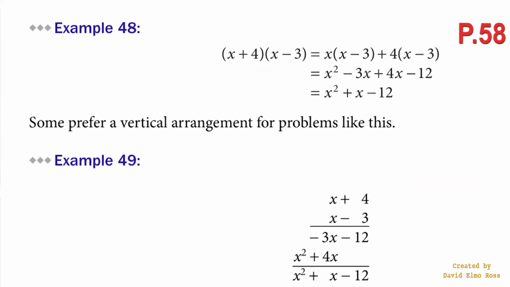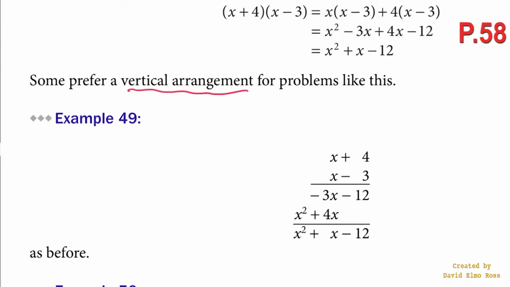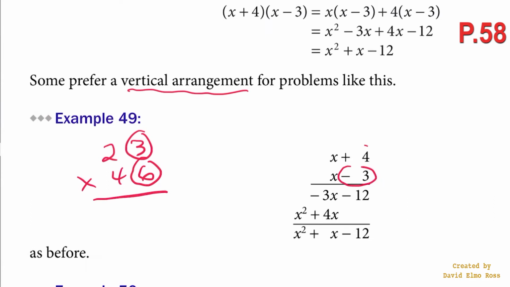Now, example 48 can be done in a vertical fashion as it says here. If you take a look at a regular multiplication like 23 times 46, what you're going to do first is take this, multiply it by that. So we take the minus 3 here and multiply it by 4, we're going to have minus 12. And then the next step is to take this number 6 and multiply it by a 2. So this is going to be minus 3 times x, which is going to give us minus 3x minus 12. The next step is then to take this number and multiply it by here and multiply it by there.